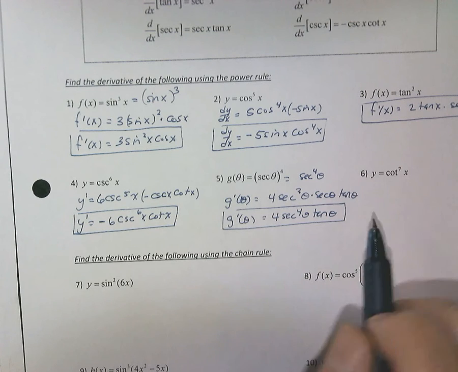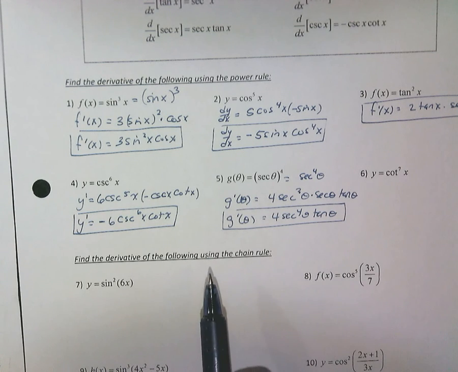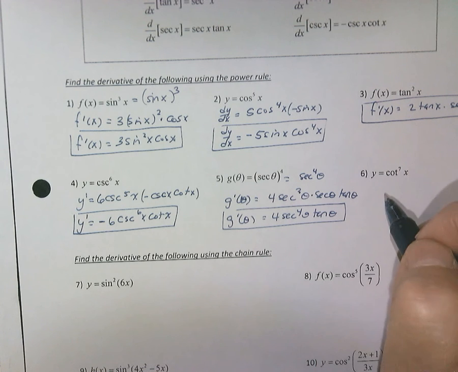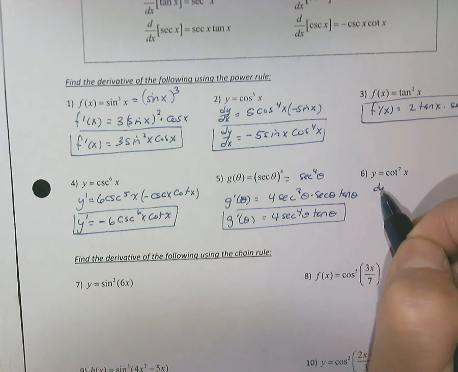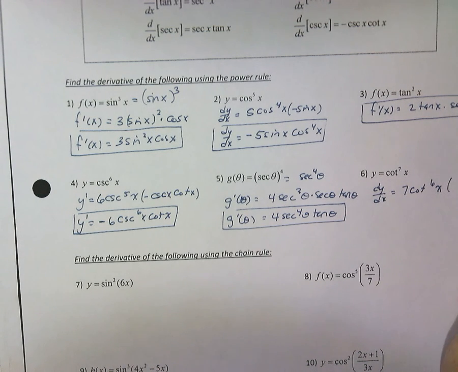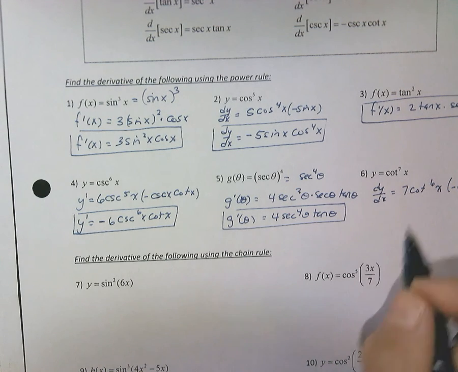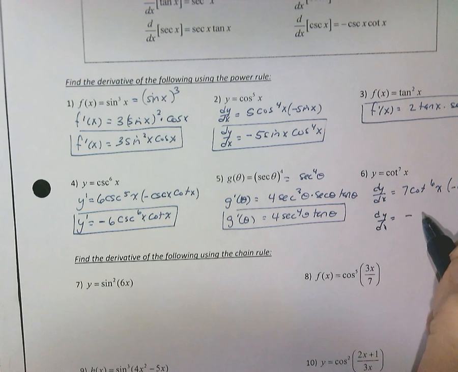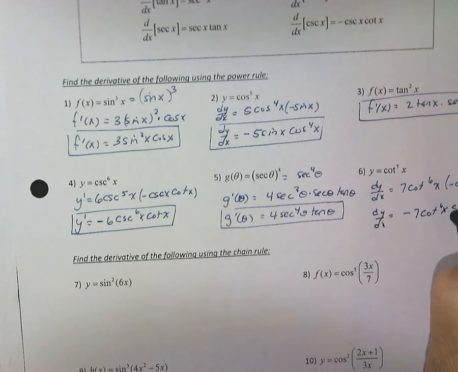And here's cotangent to the 7th, so I did get a little bit ridiculous with it, but it's to show you the examples and how this works. So that means dy dx, 7 cotangent to the 6th x, and then the derivative of cotangent would be negative cosecant squared x. And there's nothing wrong with it like that. I'm just going to go ahead, and I like the negative up front. So negative 7 cotangent to the 6th x cosecant squared x.